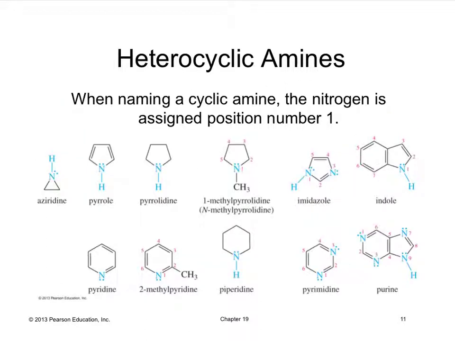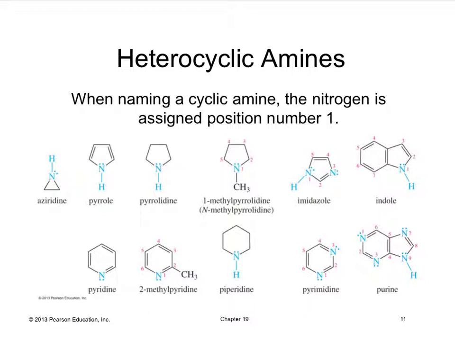When naming a cyclic amine, the nitrogen is assigned position number 1. So it's aziridine, as you know, pyrrolidine, and if there's a methyl group attached, this would be 1-methylpyrrolidine. Imidazole, where you number 1 at the nitrogen bearing the hydrogen, then 2, 3, 4, 5 around the ring. Indole, again, nitrogen bearing the hydrogen is 1, then 2, 3, 4, 5, 6.